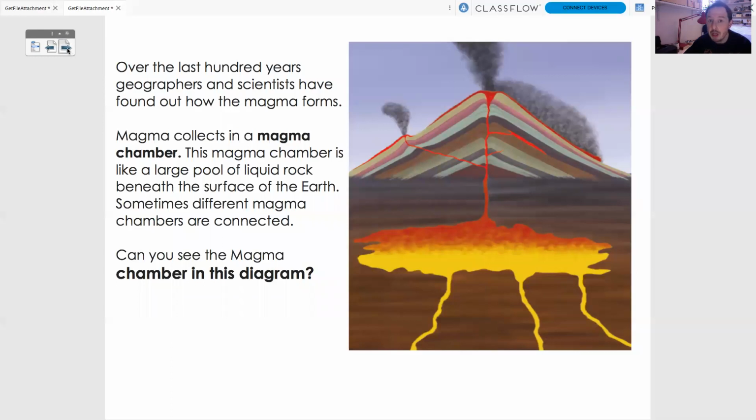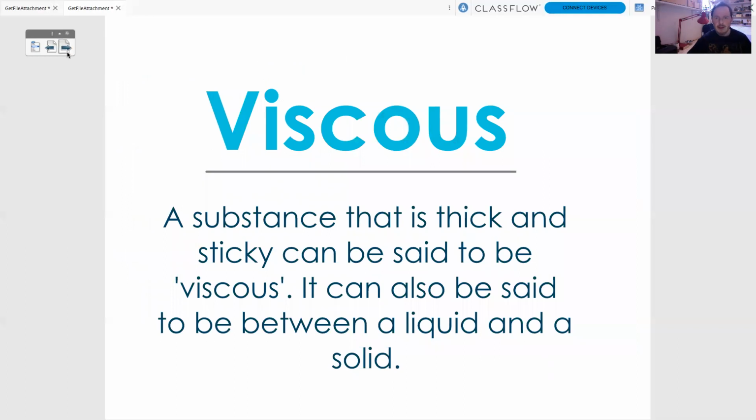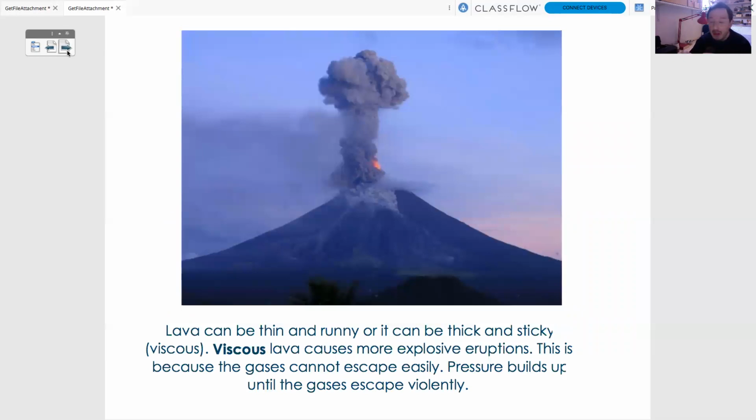All right, so the magma chamber. The magma chamber is really important. It's a big deal in learning about volcanoes. It's this large pool of liquid molten rock underneath the earth. Now, remember viscous? A substance that is thick and sticky can be said to be viscous. Okay, let's learn about viscous liquid. Now, lava actually can be thin and runny, or it can be thick and sticky. Viscous, there's the word. So lava can be thin and runny, or it can be quite viscous, which means it's thick and sticky.